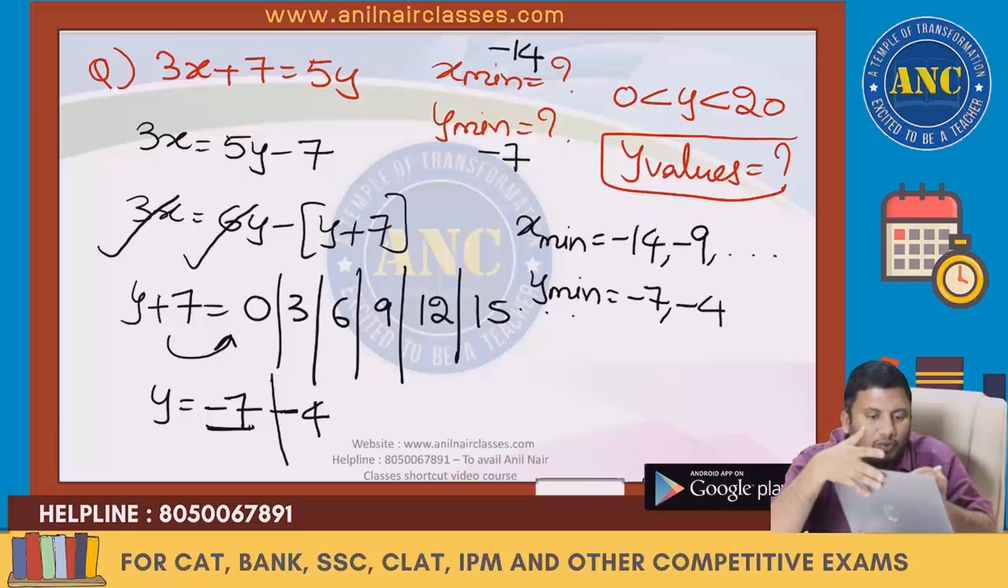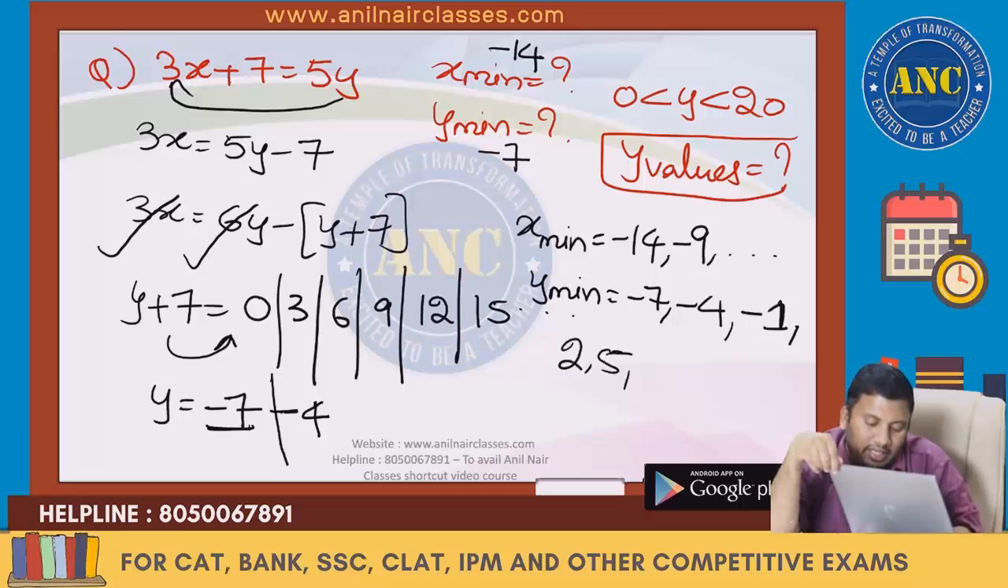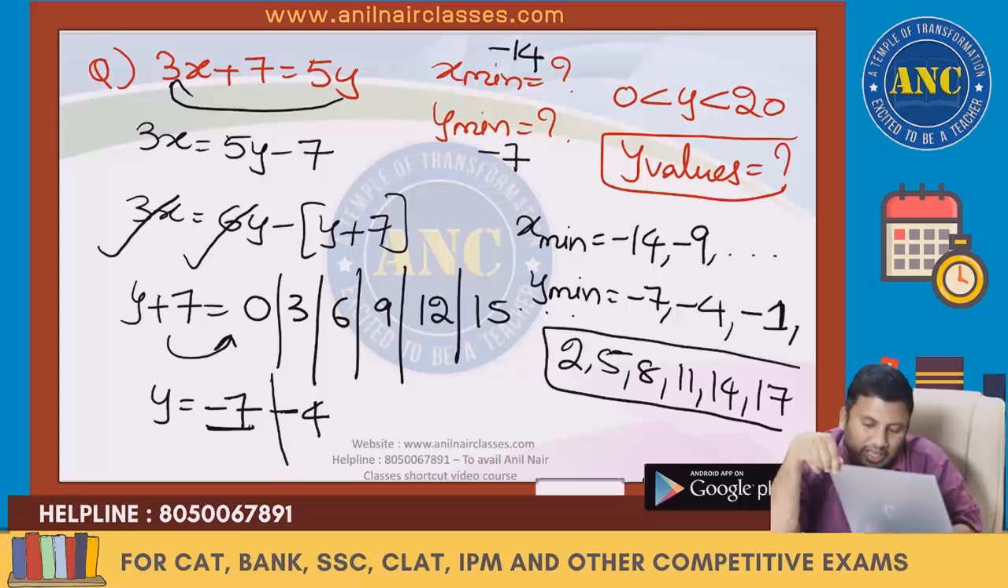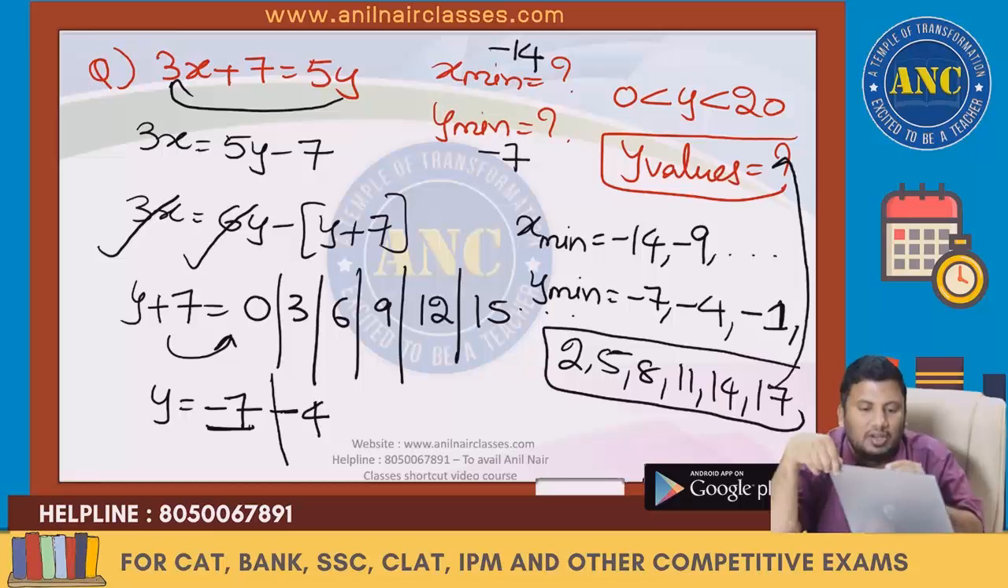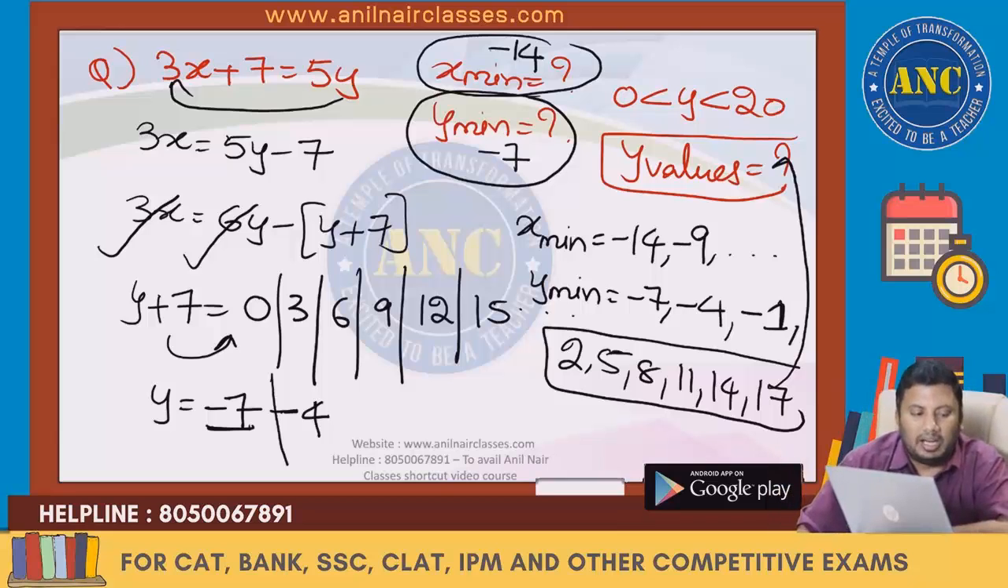If you observe, y is going in steps of 3. Minus 7 plus 3, minus 4. Minus 4 plus 3, minus 1. Minus 1 plus 3, it is 2. 2, 5, 8, 11, 14, 17. These are the values y can take in this range. X minimum is minus 14, y minimum is minus 7. I hope it is clear to you. Kindly reply in the live chat if this is clear to you. Then we will solve some more problems.